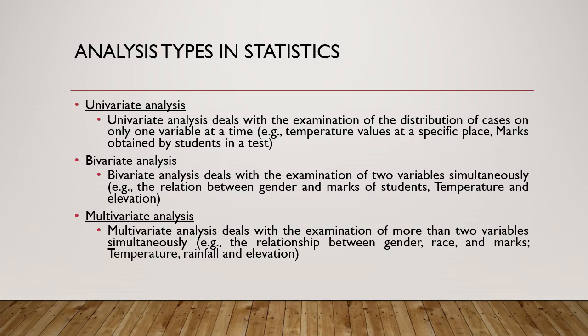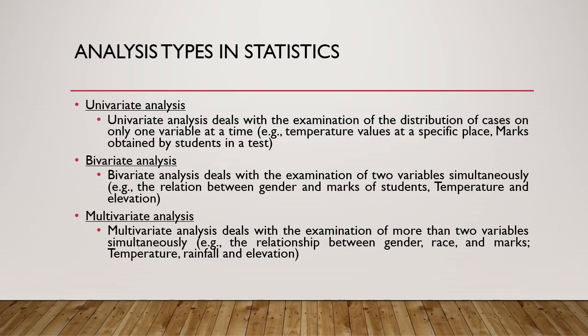Univariate analysis deals with the examination of the distribution of cases on only one variable at a time. For example, temperature values at a specific place or marks obtained by students in a particular test. So you have only one variable under consideration. Then comes bivariate analysis. Bivariate analysis deals with the examination of two variables simultaneously. For example, the relation between gender and marks of students, or temperature and elevation, and so on. So there are two variables which we will take into consideration.